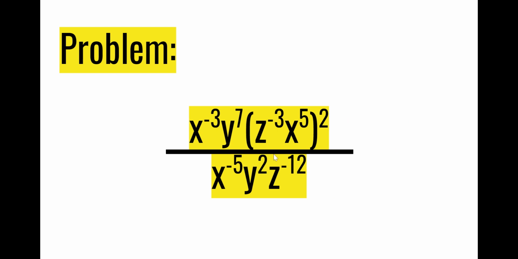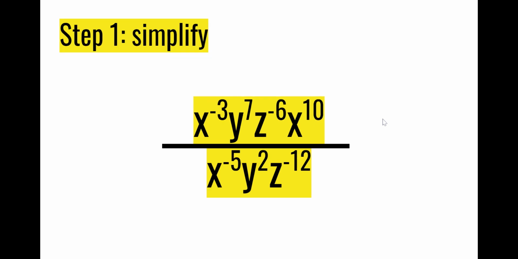And so you can see that z to the negative 3 and x to the 5th are all squared. And what happens when an exponent is squared is you actually need to multiply them. So the z to the negative 3, you're going to need to multiply it by 2, and the same thing is going to happen with the x to the 5th power. And as you can see, I was left with z to the negative 6 and x to the 10th power.